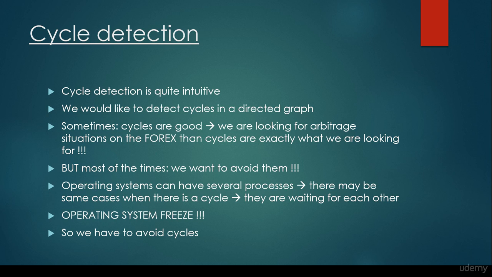So operating systems, for example, can have several processes, and there may be some situations when there is a cycle. These processes are waiting for each other. For example, we have a process A, which is waiting for process B. The B is waiting for process C, and the C is waiting for process A. It's kind of a deadlock situation. So the operating system is going to freeze. So we would like to avoid cycles in order to prevent operating system freezes.